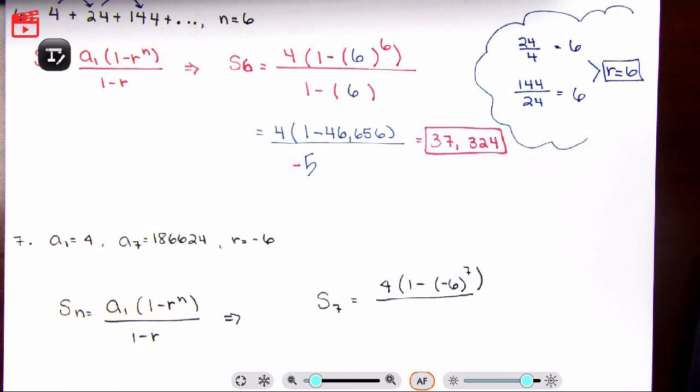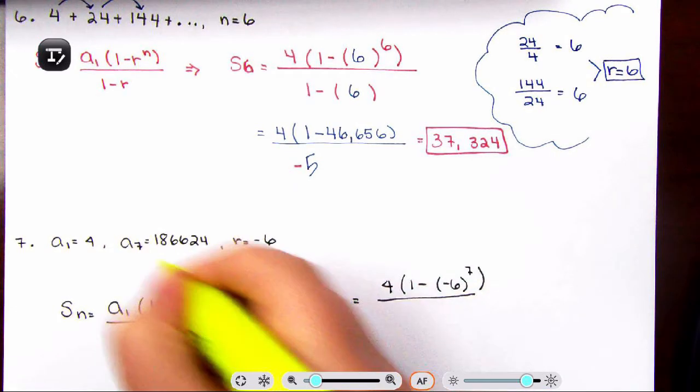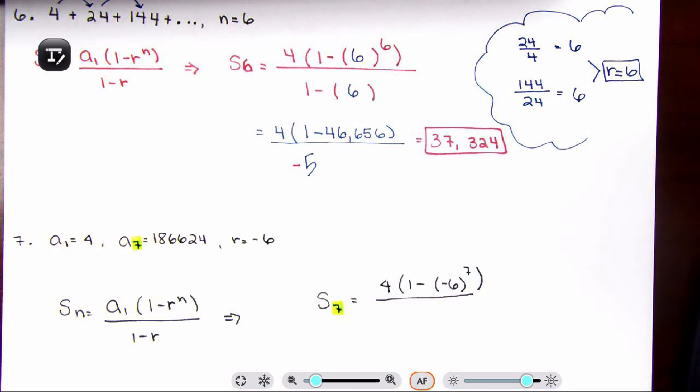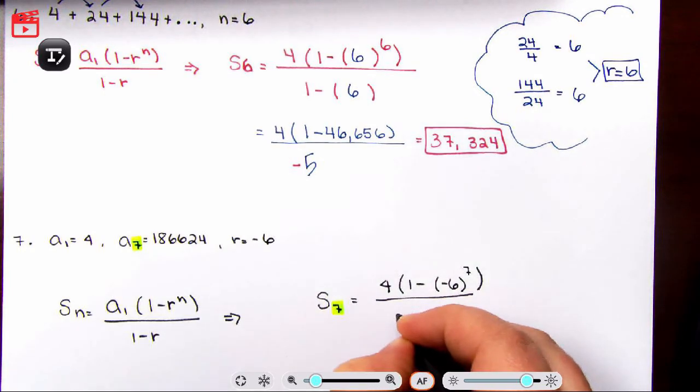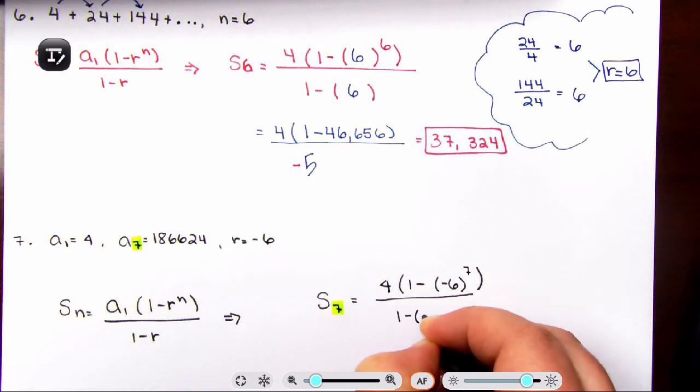And how am I getting this first 7 terms? This 7 comes from here, a sub 7. They're telling you that the last term in that position is 186,624. And then here we have 1 minus r, which is negative 6.